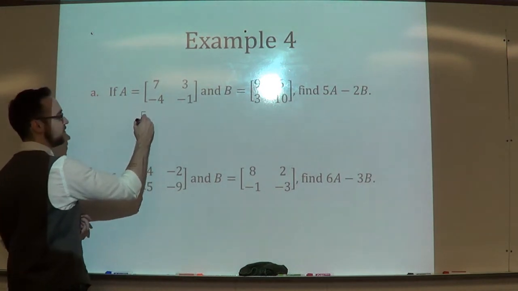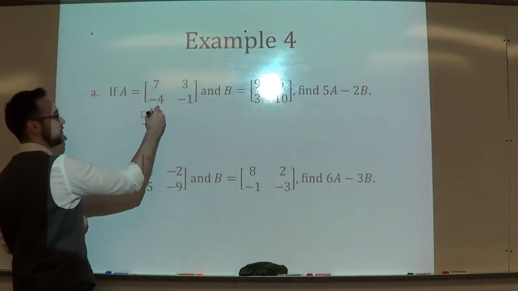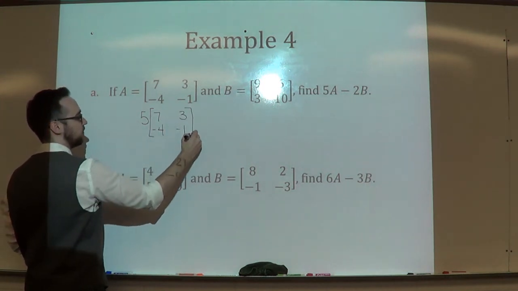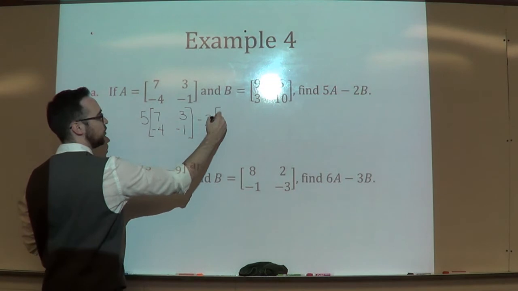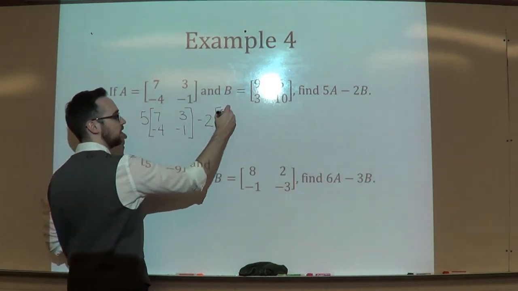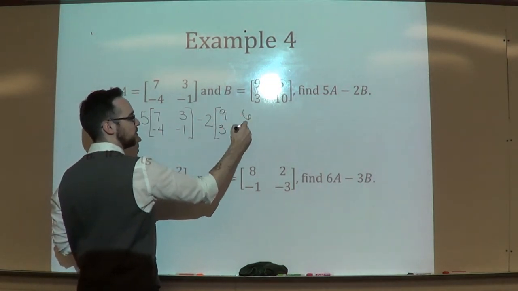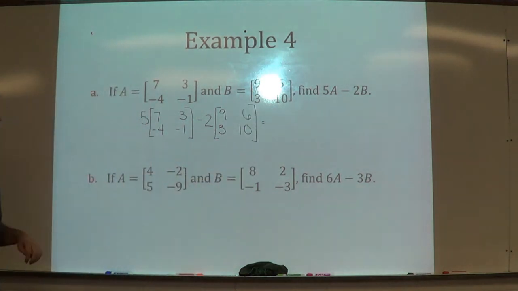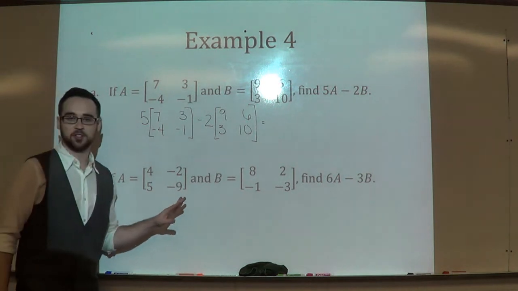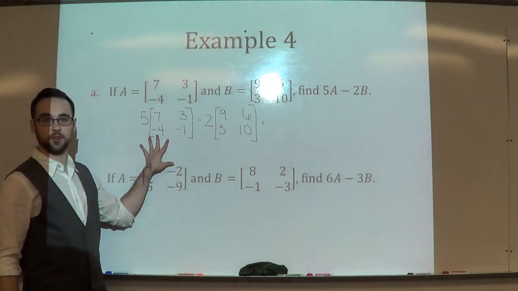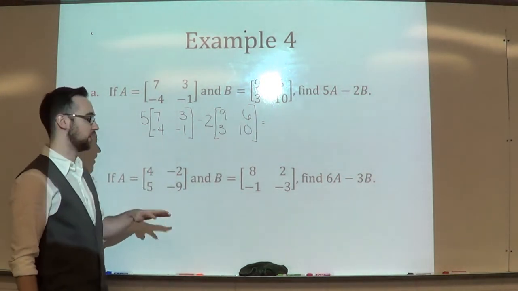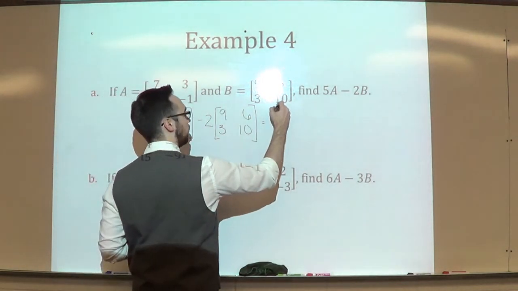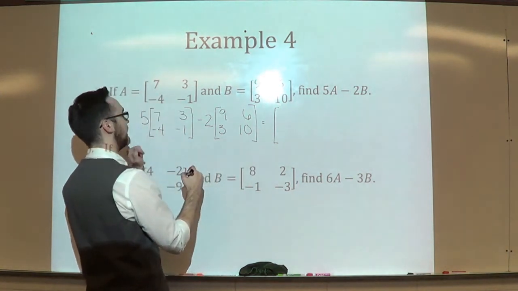So we're going to have 5 times matrix A, which is this first one. So 7, 3, negative 4, negative 1. Minus 2 times b, which is 9, 6, 3, and 10. Just like the order of operations, you want to do the multiplication first. So order of operations still applies to the matrices, that doesn't change. We have to do the multiplication first. So we're going to multiply out 5 times a.